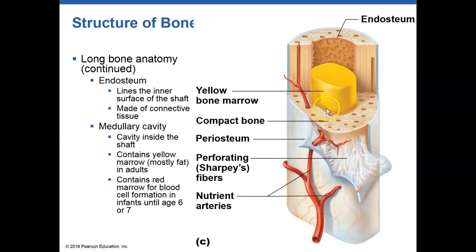Inside of the shaft, we have a hollowed out region called the medullary cavity. And in that medullary cavity, in adults, we have yellow bone marrow. Yellow bone marrow contains mainly fat. But if it was an infant or a young child, then this medullary cavity would contain red bone marrow. And red bone marrow is where blood cell formation occurs. So all of our blood is formed in red bone marrow.